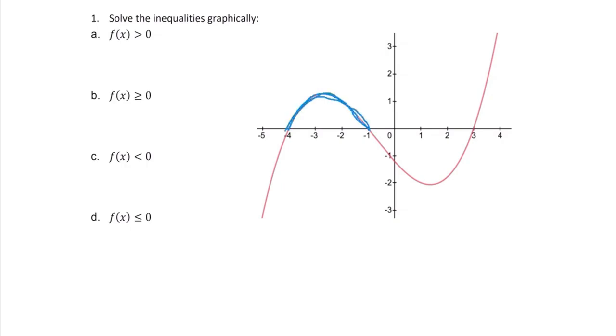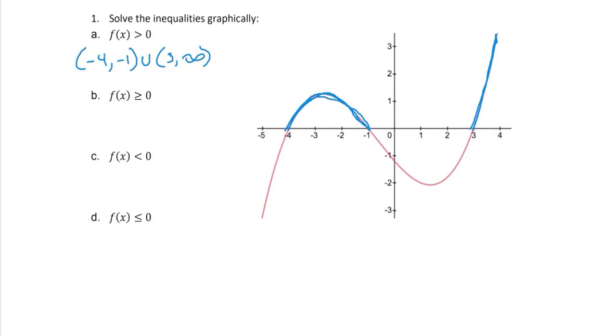And our answer is going to be in terms of domain, so x values, -4 to -1. We'll use parentheses due to the strict inequality, the greater than 0. We don't want to include those x-intercepts. The graph is also above the x-axis here, from 3 to positive infinity. So we'll do union, parenthesis 3 to infinity.